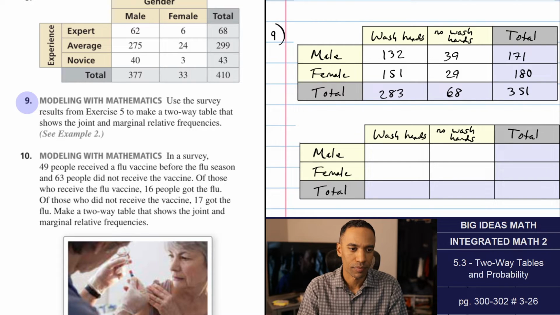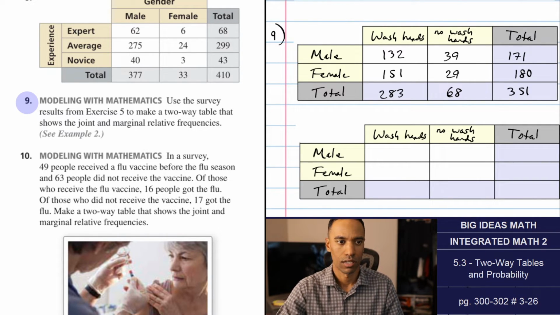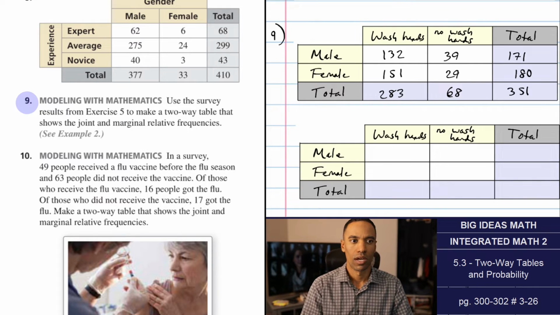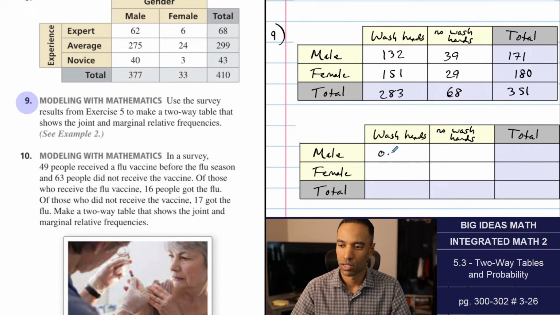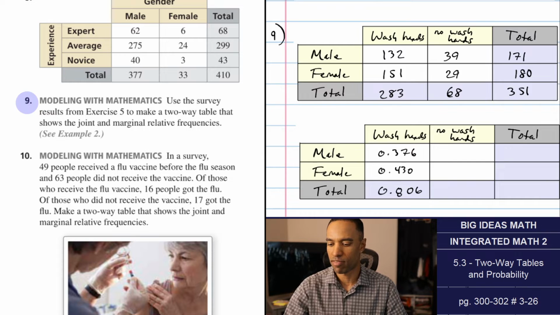So I'm going to divide these: 132 divided by 351, 151 divided by 351, and 283 divided by 351. So first one is 0.376. Next one is 0.430. Next is the sum of those, 0.806. Okay, 39, 29, and 68 divided by 351.